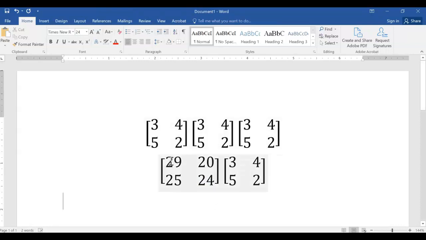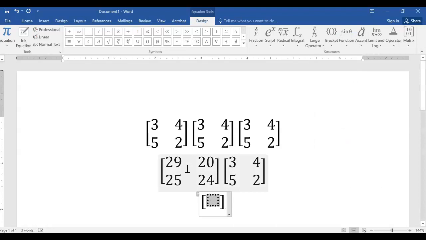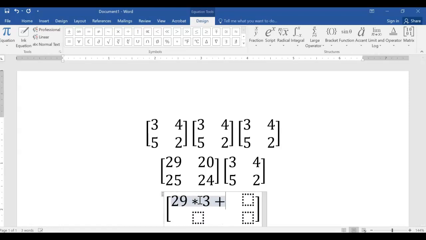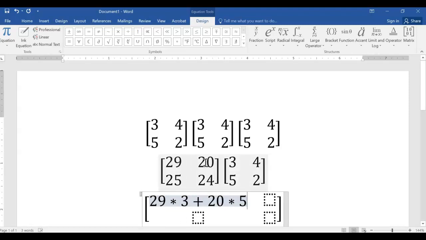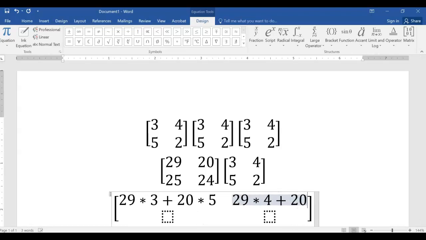Now those are big numbers, but again, that's fine, perfectly legitimate numbers to be dealing with. And then after I multiply these first two, we're going to multiply this result times the last matrix. So we'll go ahead and do that right now. All right, 29 times 3 plus 20 times 5. We're going to get out some big numbers here. That's fine. But again, row 1, column 1. Row 1, column 2, 29 times 4 plus 20 times 2.